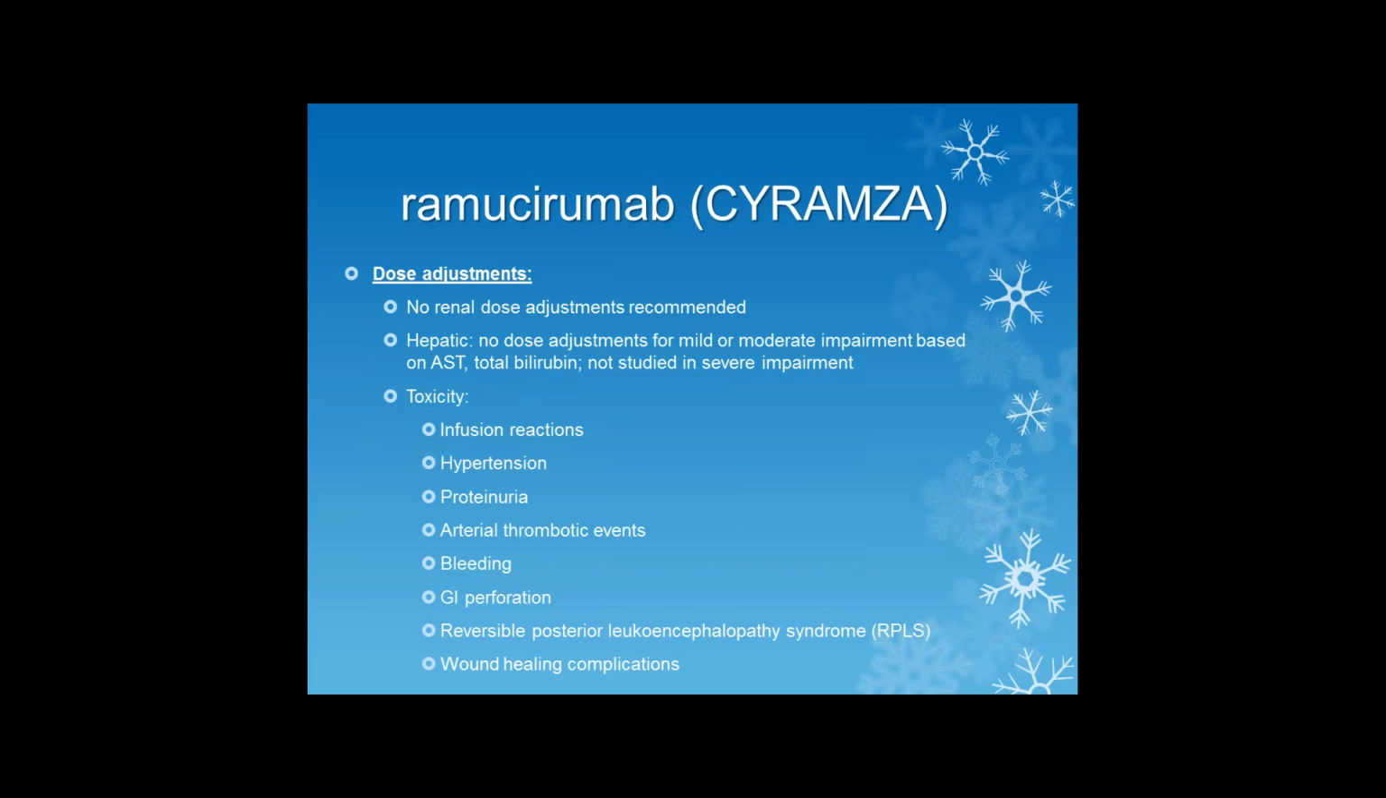Sorry, I'm cruising through because we have a lot more drugs to get through still. This has no specific dose adjustments for renal, not really studied in severe hepatic impairment, but they didn't have any specific recommendations either. It does have a lot of different recommendations for different types of toxicity. These are ones you'll see really similar to bevacizumab, so things like infusion reactions, hypertension, proteinuria, any sort of bleeding, GI perforation. They also mentioned reversible posterior leukoencephalopathy syndrome, which sounds really terrifying to me. And then, again, wound healing complications.